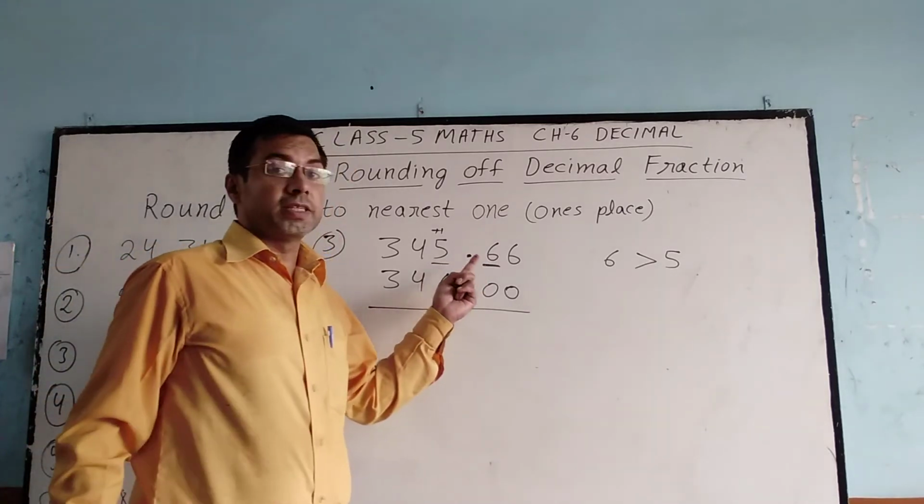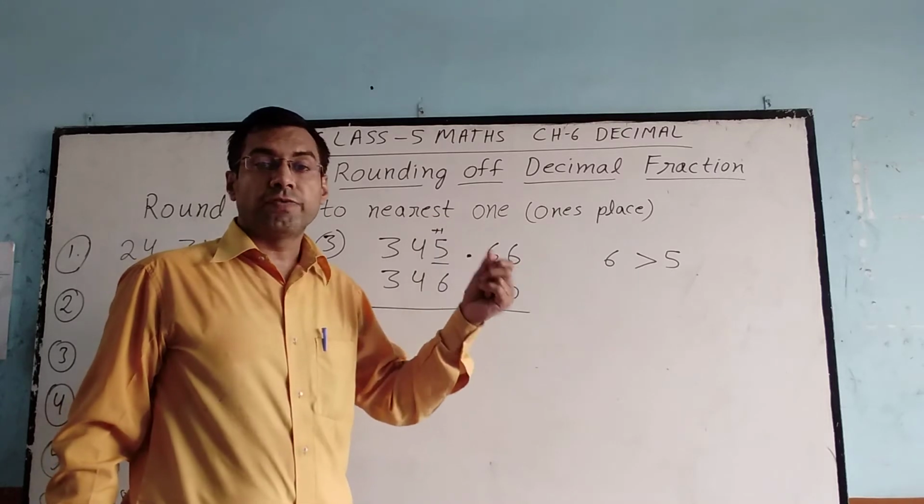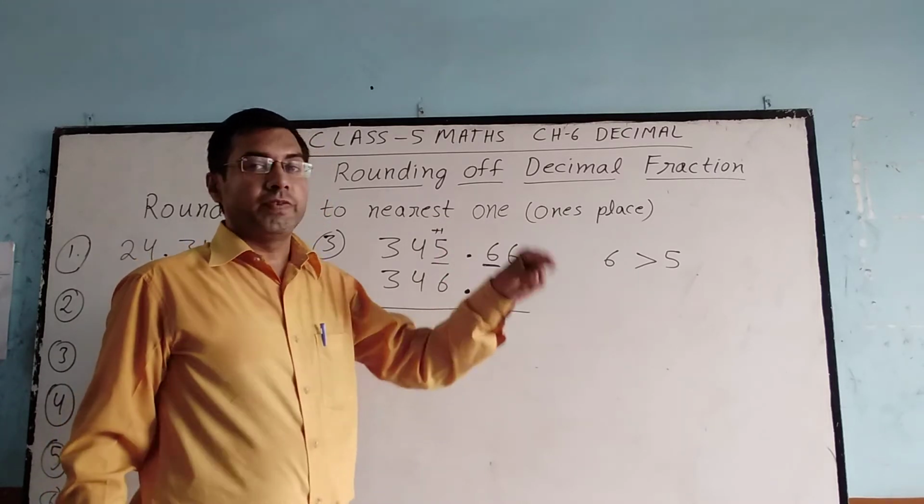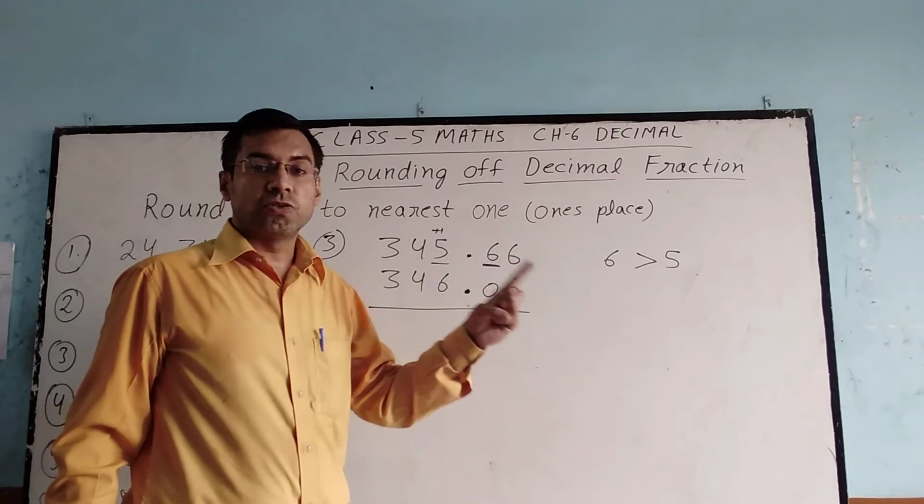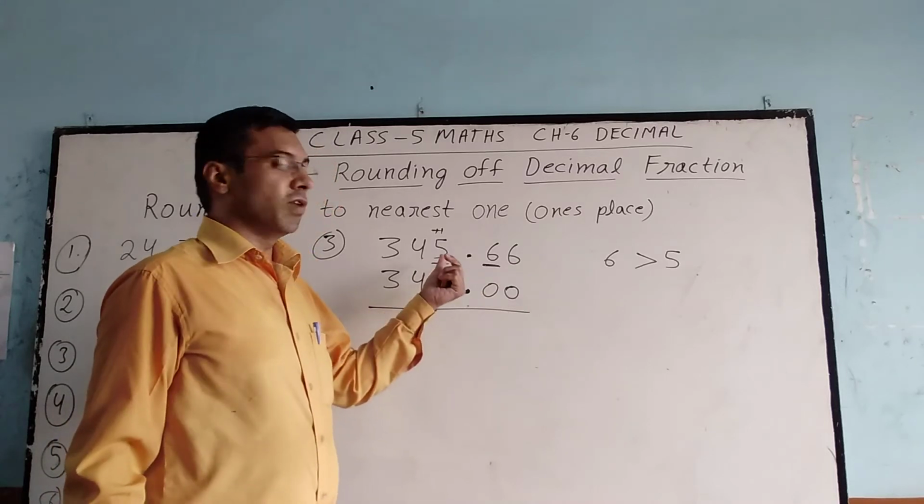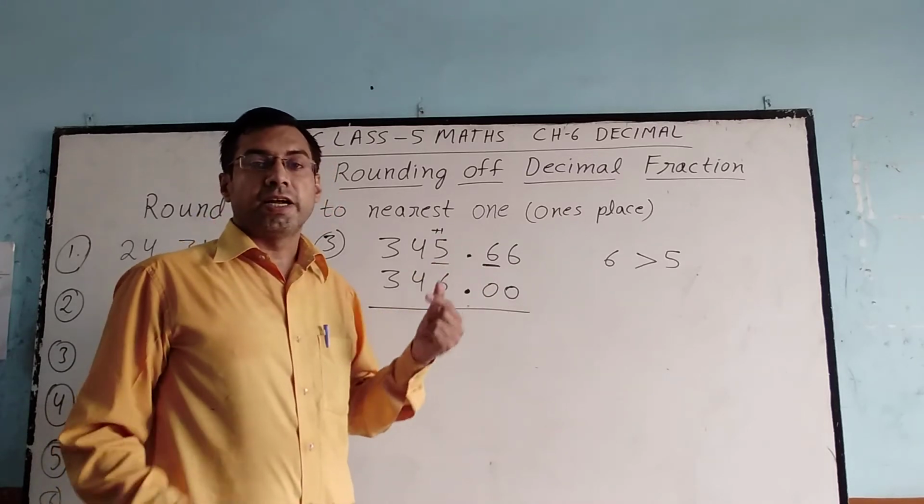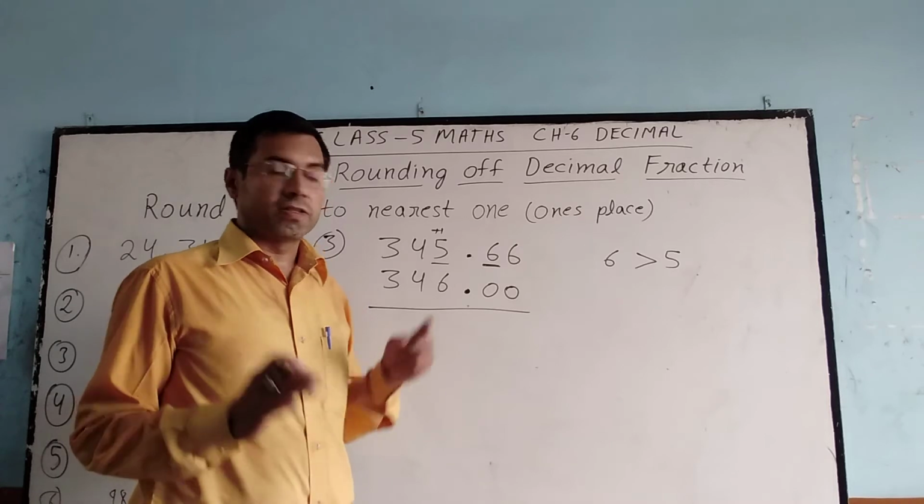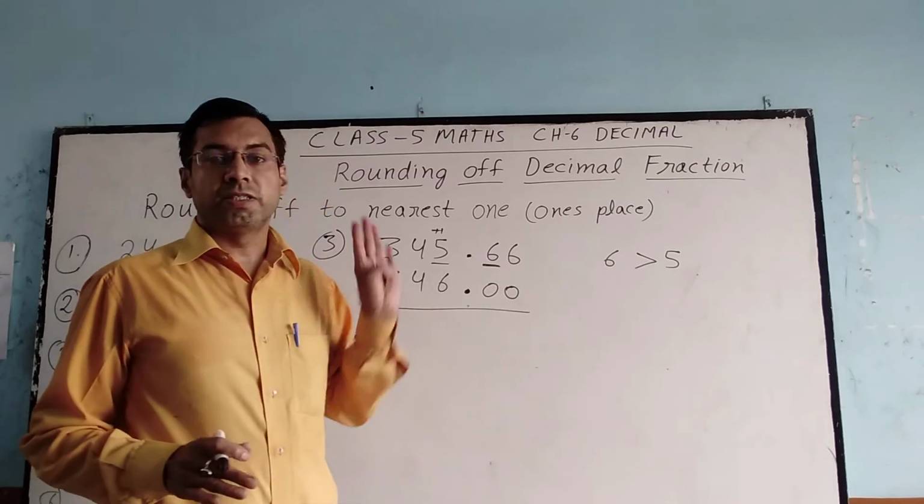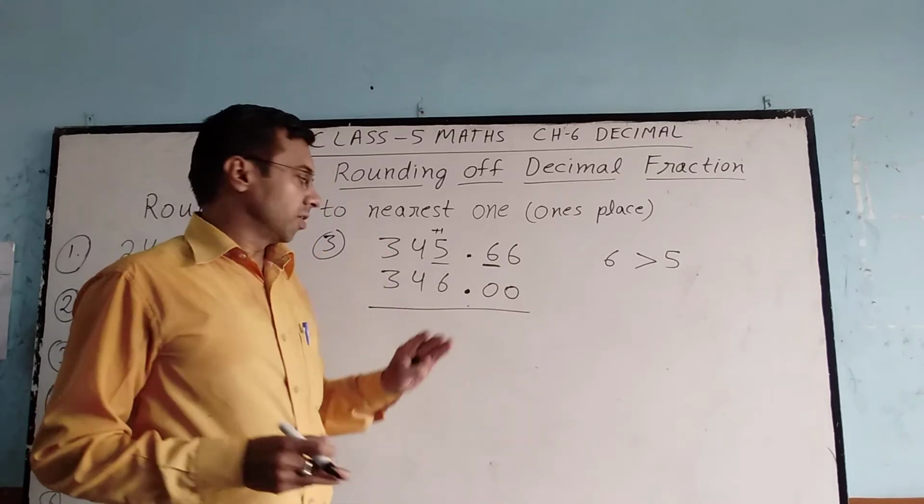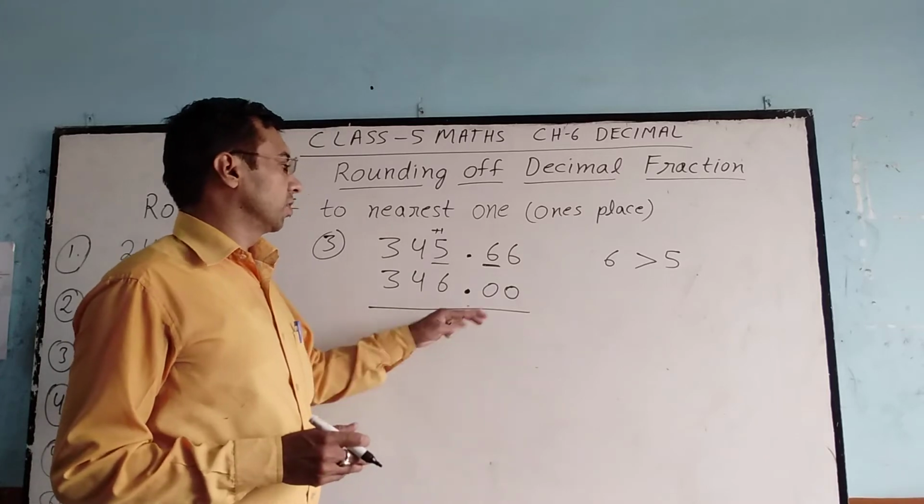When the 10th place digit is equal to 5 or greater than 5, we change all the decimal places into 0 and we add 1 in the ones place digit, and there is no change in the tens, hundred, thousand place digits. Clear? So in this way we round off to the nearest 1.